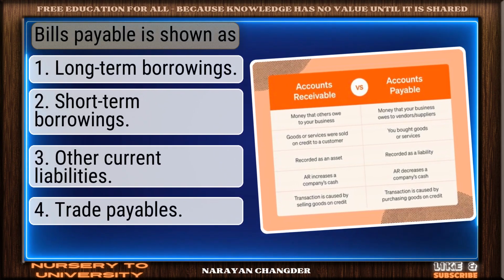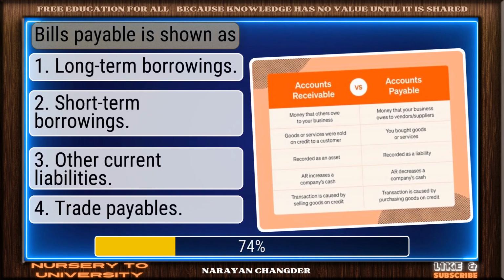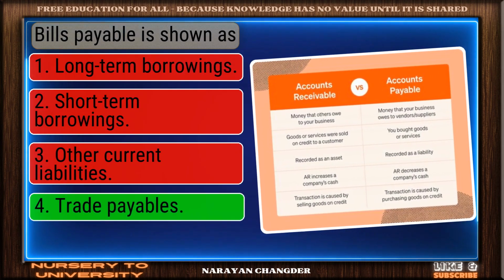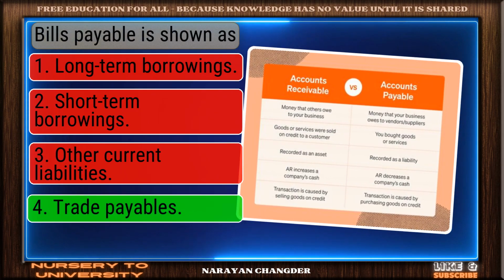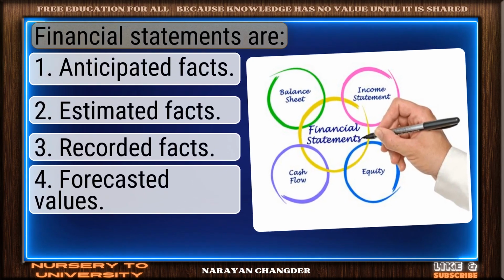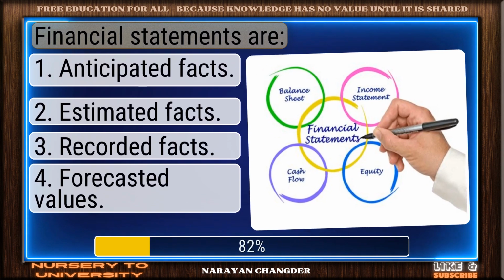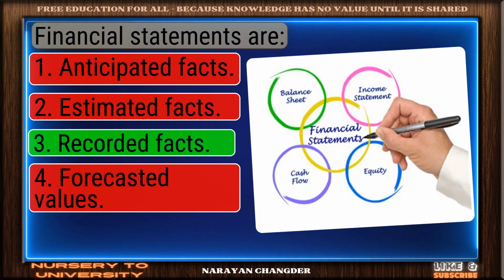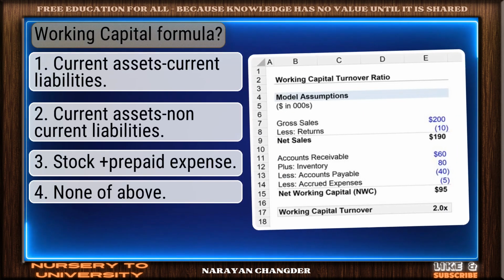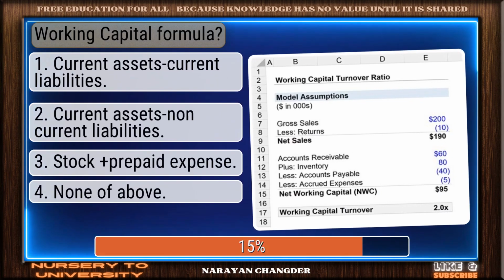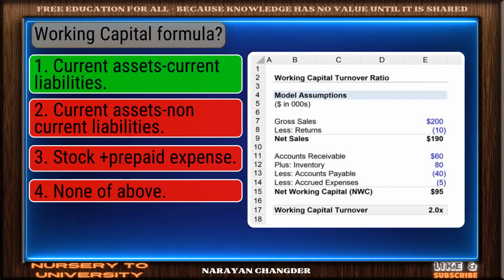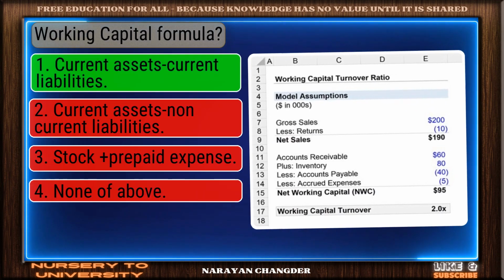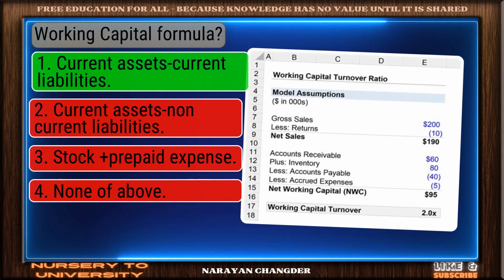Bills payable is shown as. Great job. Trade payables is the accurate answer. Financial statements are. Excellent. Recorded facts is a brilliant choice. Working capital formula. Strong choice. Current assets minus current liabilities is the right answer.